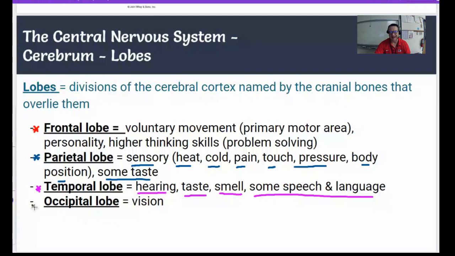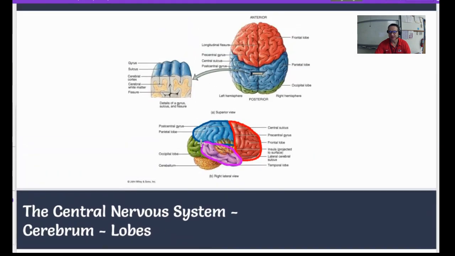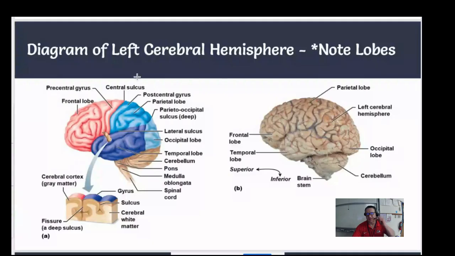And the last one is the occipital lobe, and the occipital lobe is for vision. The occipital lobe is in the very back. Visual stimulation goes in through the eyes, then through the optic nerve, and travels to the back of the cerebrum, back here. This is where visual stimuli, different shapes, colors, recognizing faces, all happen, here in the occipital lobe.